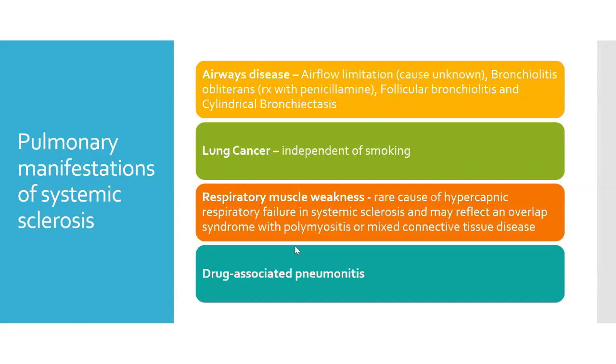A lot of times, respiratory muscle weakness is an important thing to keep in mind. I've seen a patient with scleroderma who was on appropriate therapy, but with increased symptoms, who actually turned out to have respiratory muscle weakness. This can be one of the contributing factors in our patients with scleroderma. It typically presents with hypercapnic respiratory failure. Like what we saw in the other patient, even though you're on appropriate therapy, you're symptomatic. And the other is drug-associated pneumonitis.